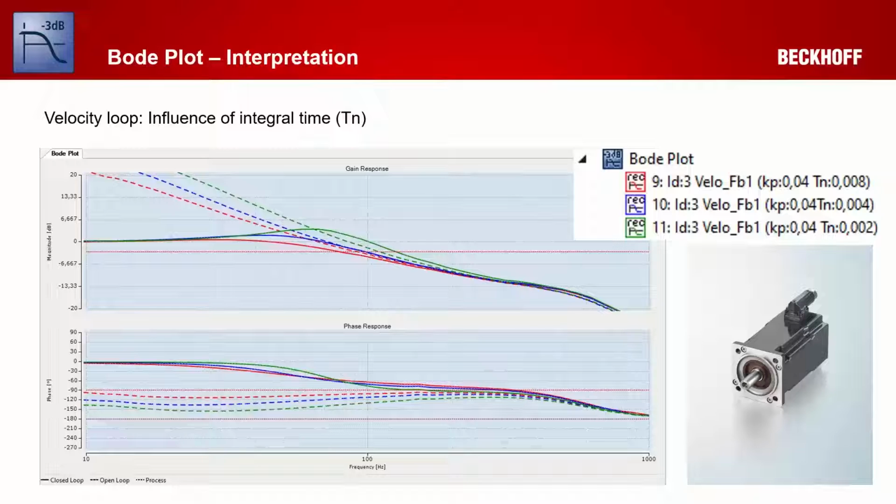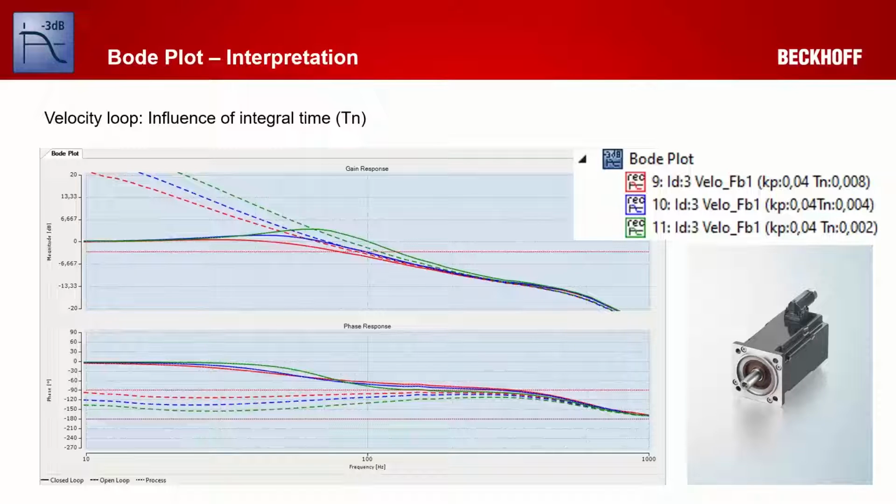There is no peaking in the blue curve, but yeah, the behavior is okay and better than within the red curve. You see the dashed line. The dashed line is the open loop. It's not measured, but it is calculated based on the closed loop. And you see, the smaller the time, the higher the open loop is in the gain response.